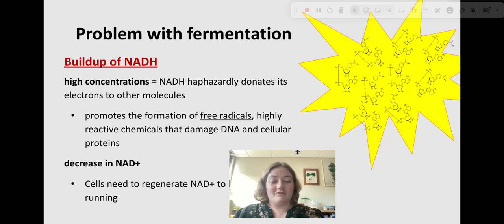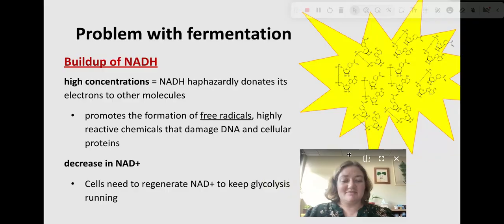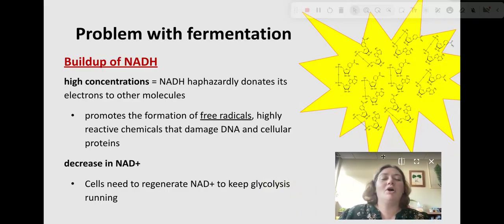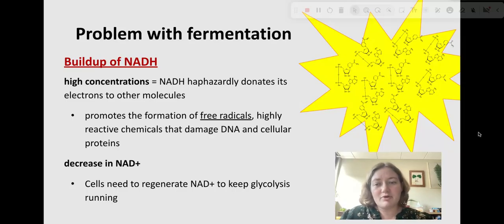All right, so fermentation. What's the big deal with fermentation? Why don't all organisms use fermentation? Well, there's a problem. The problem with fermentation is that we get a buildup of NADHs. We get a lot of them. So glycolysis is happening as usual. We're producing 2 ATP and 2 NADHs. The cells are using that ATP for energy, and the NADHs are starting to build up.